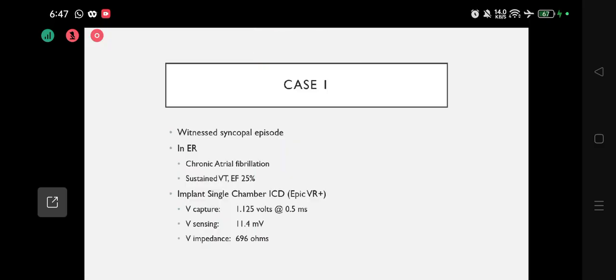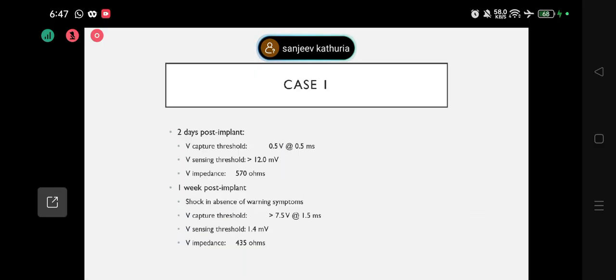Now let's see how it will present. A person has had a syncopal episode. You can see that the patient had a sustained VT with an ejection fraction of 25. Patient given an ICD. You can see the ventricular sensing is 12 millivolts. That means the R wave is 12 millivolts. And your capture is at 1.1. Very good. Patient doing well.